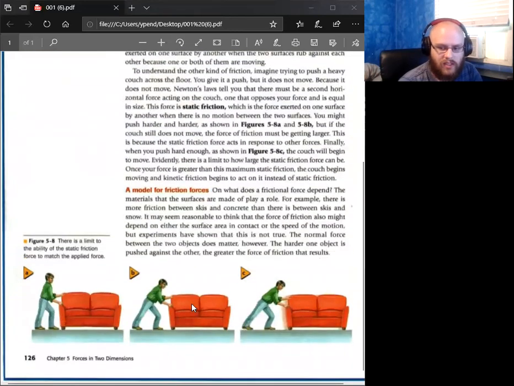And the surfaces, as well as how heavy the object is, or the normal force that the object has, also play a role. So pushing a couch on, say, carpet will be a lot harder compared to a hard wood floor, probably. And a heavy couch compared to maybe a light couch would be much harder to push as well.